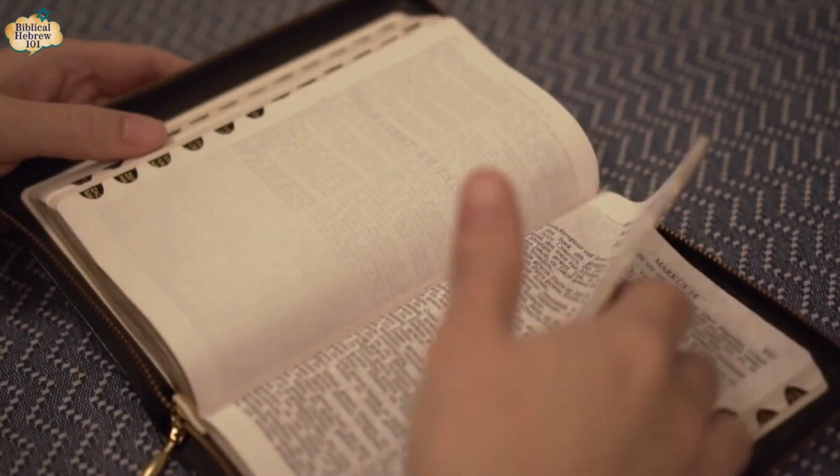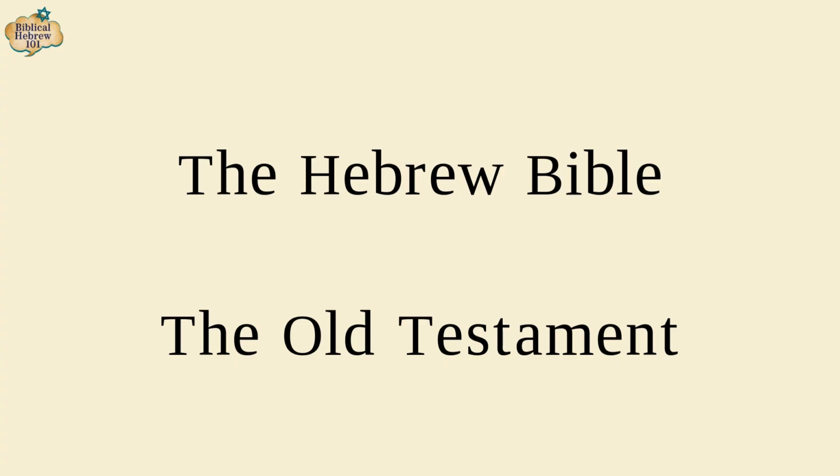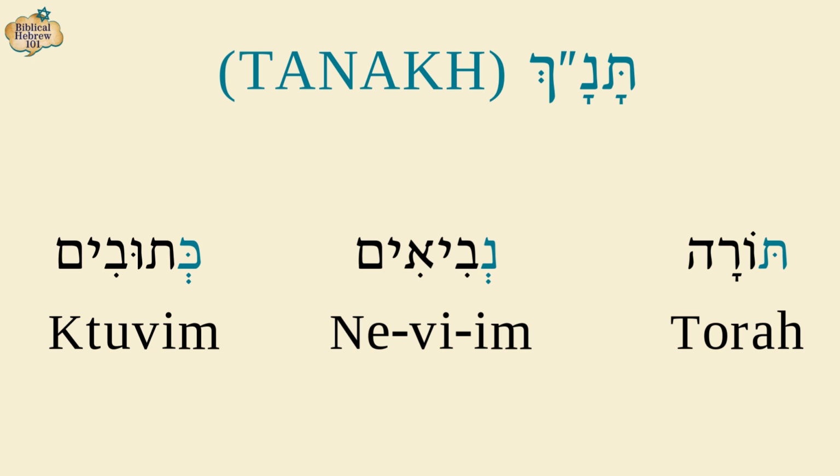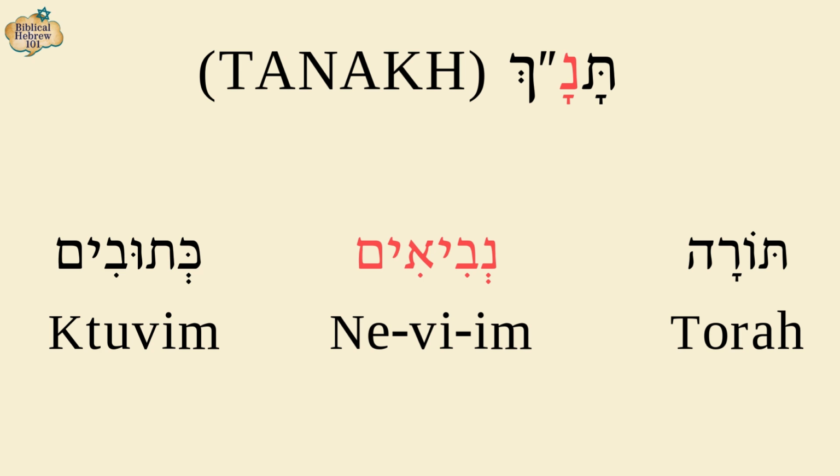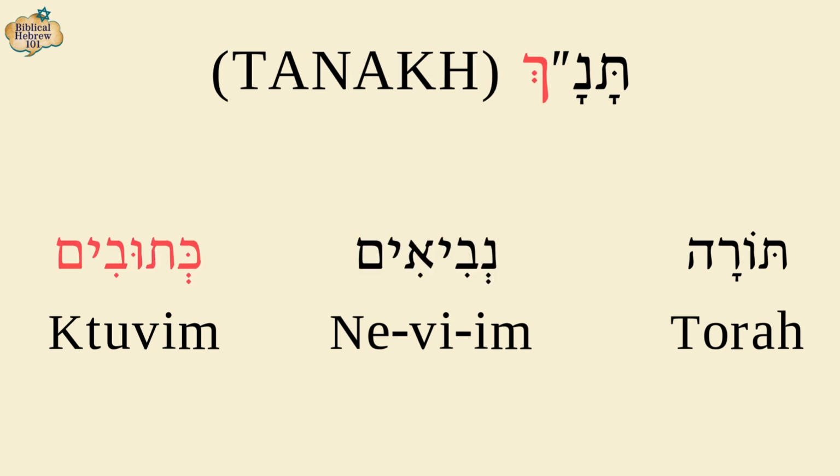Today, we're diving into the Old Testament, or the Hebrew Bible, or as it's known in Hebrew, the Tanakh. The Tanakh is made out of three main sections: Torah, Nevi'im, and Ketuvim. In this video, we will learn the Hebrew names of all the books in these sections. So, without further ado, let's begin.